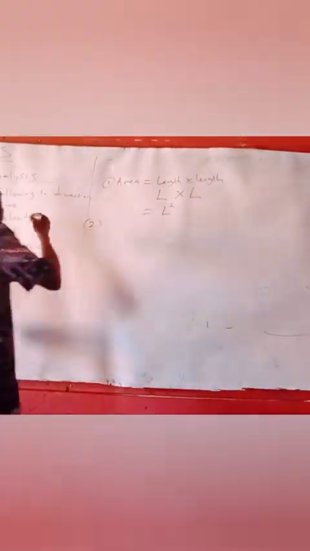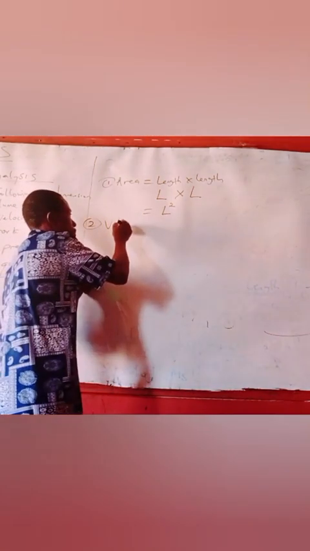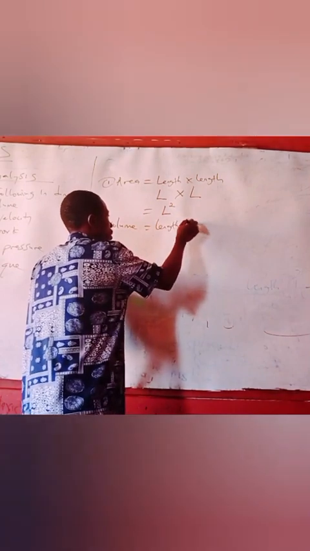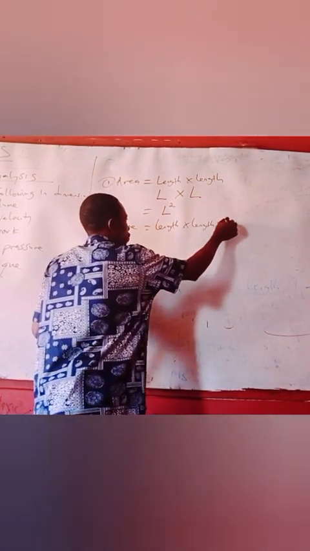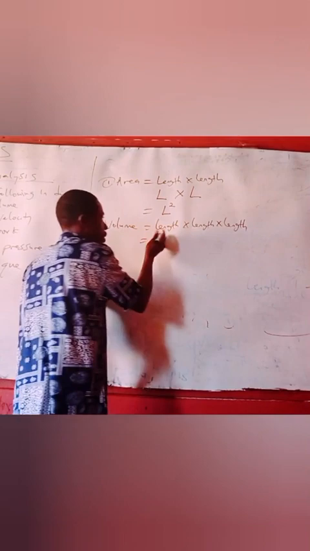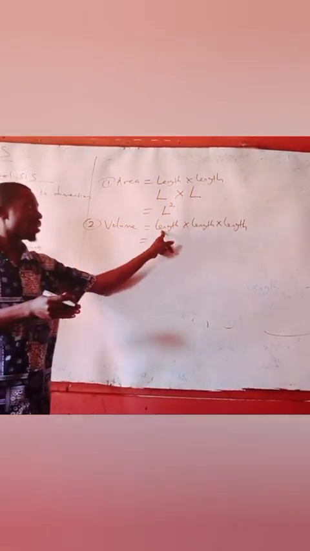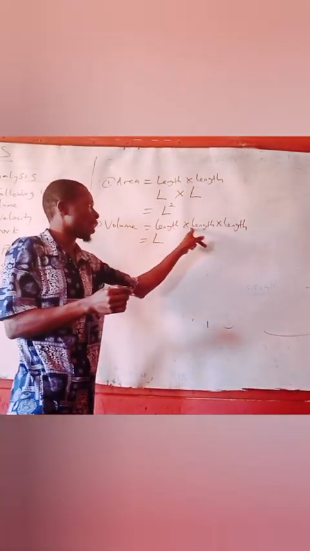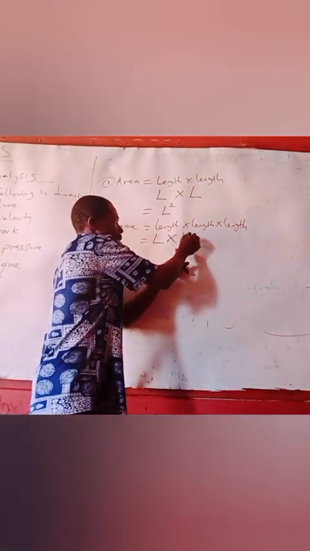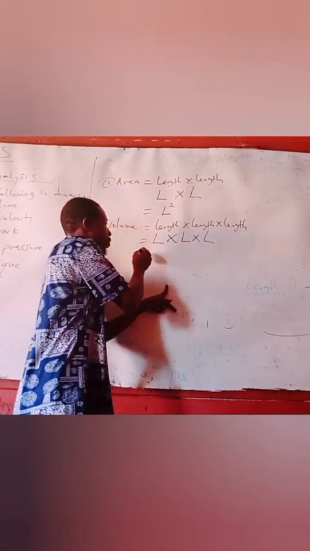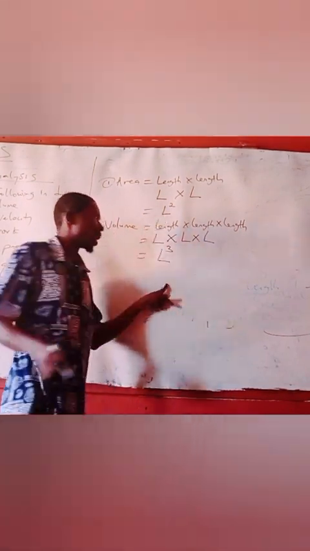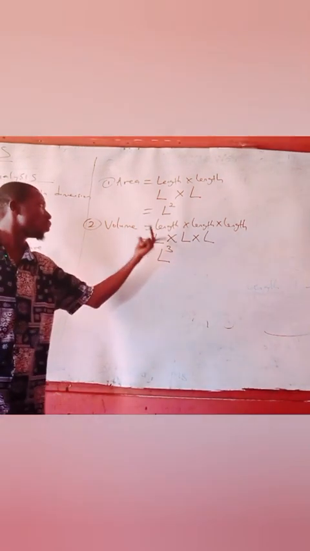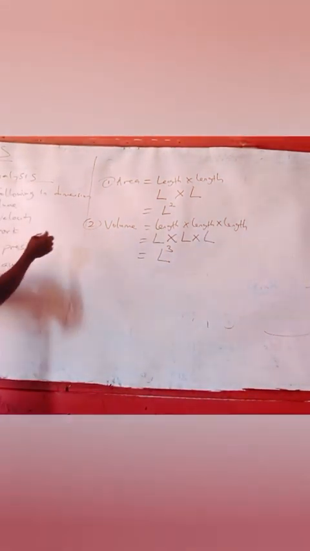Okay? The second example here is volume. Volume is defined as length times length times length. Length, as we described earlier, is represented dimensionally as L. So since we have three lengths, we're going to have L times L times L, giving us cubic length, L cubed, as the dimension of volume. Since we have looked at this, let's proceed to the other ones.